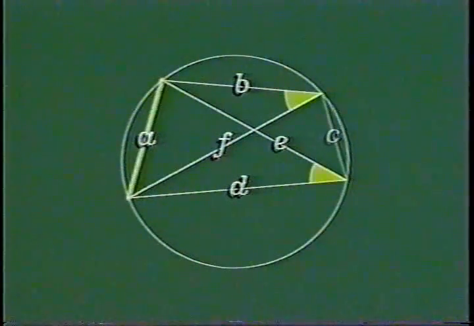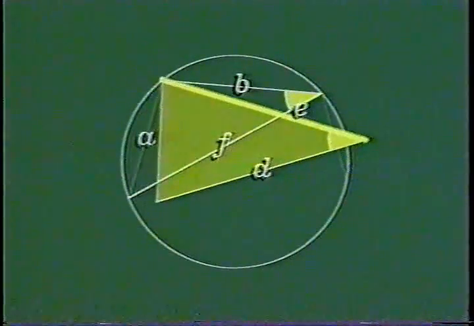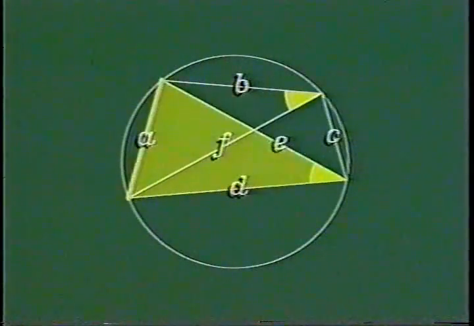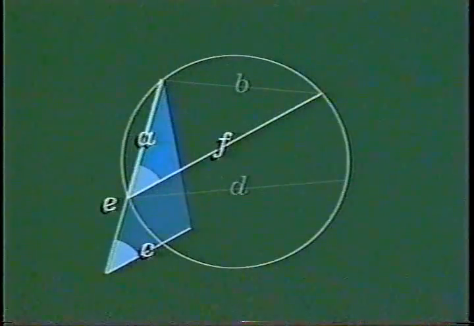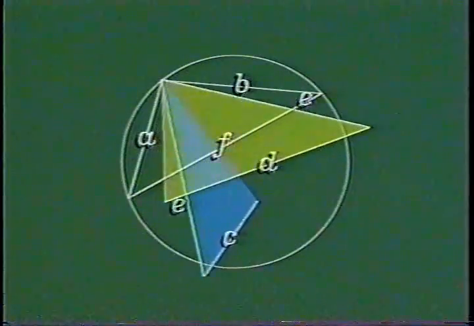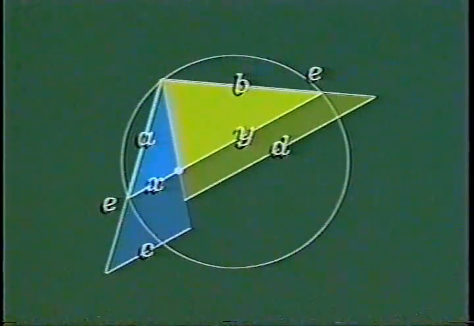Now let's see why Ptolemy's theorem is true. These two angles are equal because they cut off the same chord. Rotate this triangle until this diagonal of length E lies along this edge of length B. The two shaded triangles are similar. Likewise, these two angles are equal because they cut off the same chord. So rotating this triangle reveals another pair of similar triangles. If we rotate both triangles, we see that they join along a common side that divides this diagonal of length F into two pieces of lengths X and Y.